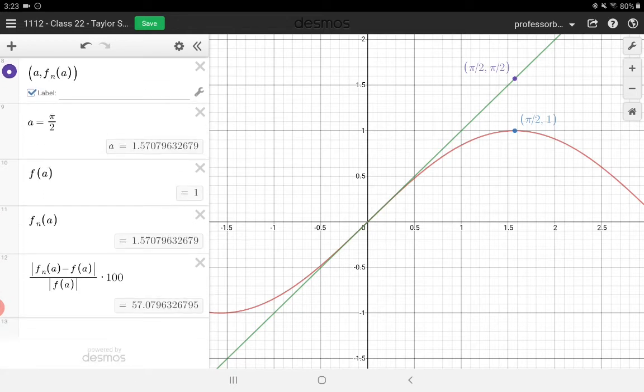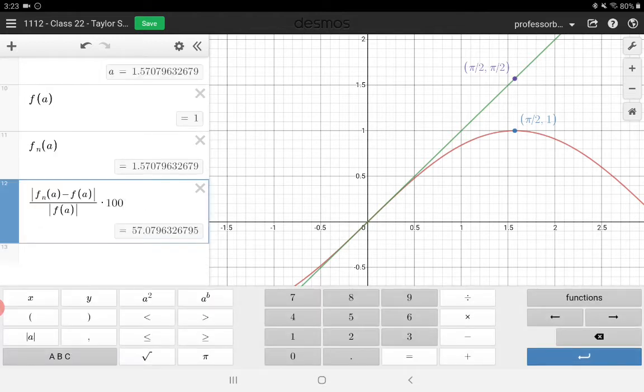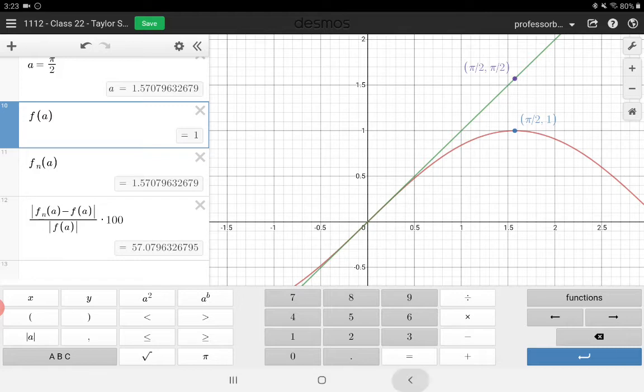The f of A is the y-coordinate of the point on the sine curve. The f sub n of A is the y-coordinate of the point on the green curve. And this calculation I have down here is a percent error. It says essentially that right now, our estimate with the green curve is 57% off. We're supposed to be getting an output of 1. We're getting an output of 1.57. And so you can see where that 57% is coming from. We're 0.57 off out of a total value that's supposed to be 1.